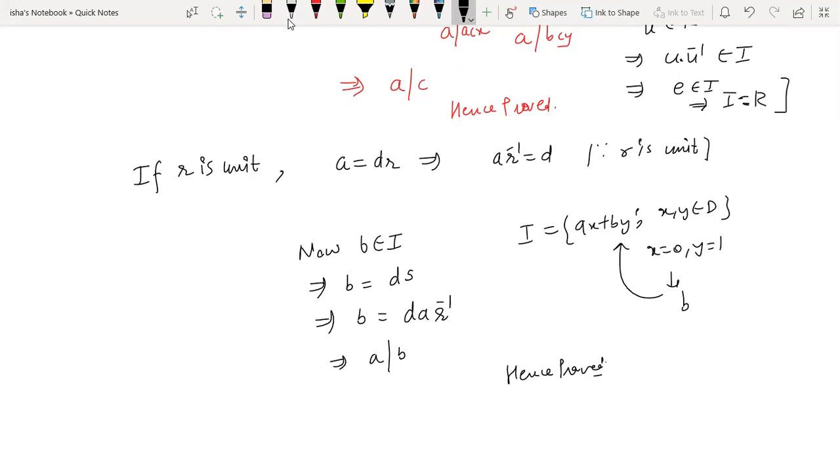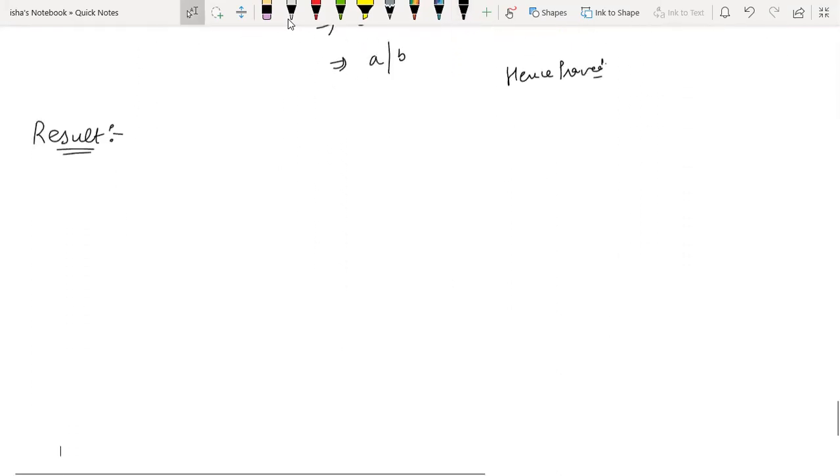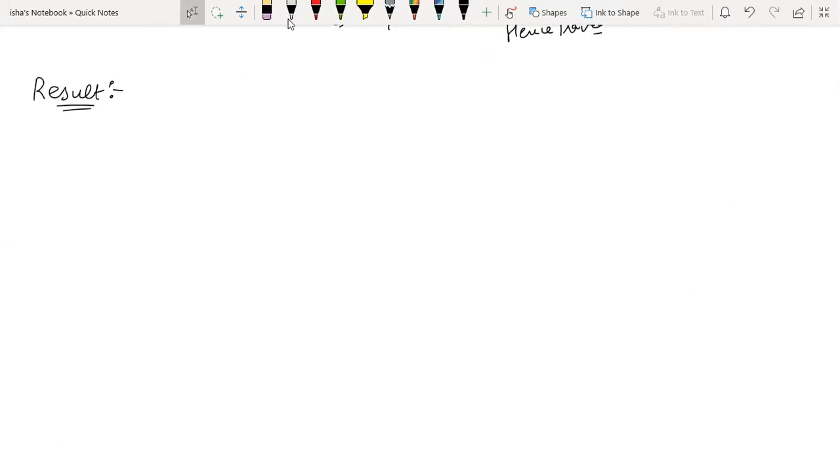Yes. So can you give me an example of a principal ideal domain? Yes. Any example of a principal ideal domain? Any ring which is a PID?